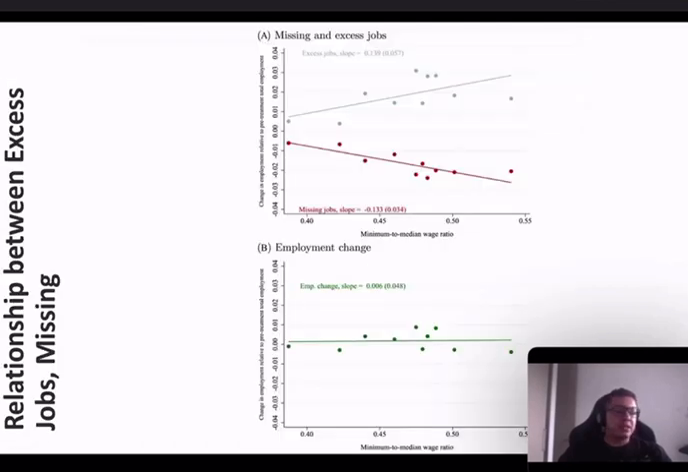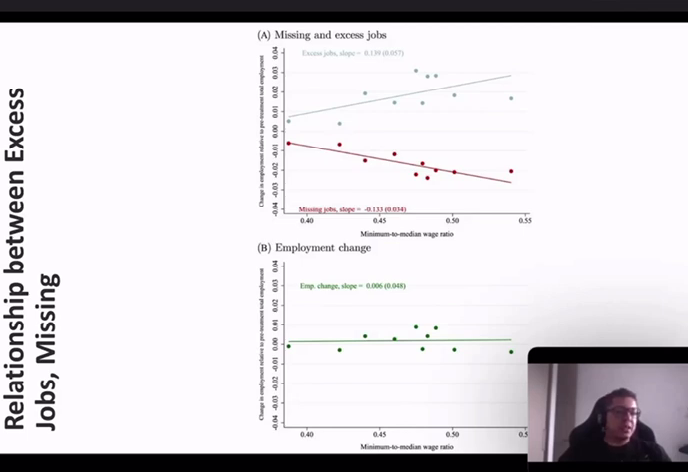Turning to the identification strategy. To identify the causal impact of minimum wage increases, the study uses the difference-in-difference method. This approach compares employment change in the states that raised their minimum wage with those that did not, before and after the policy change. This method is robust because it allows controlling for other variables that might influence employment, ensuring that the observed difference is attributable to the minimum wage increases.